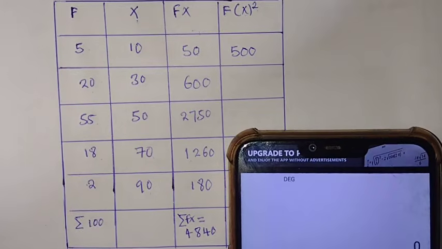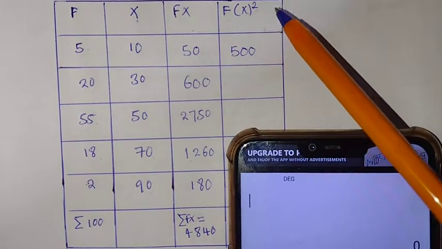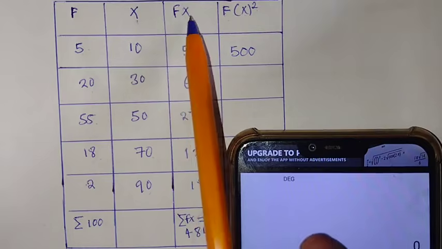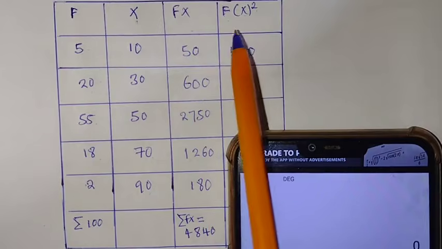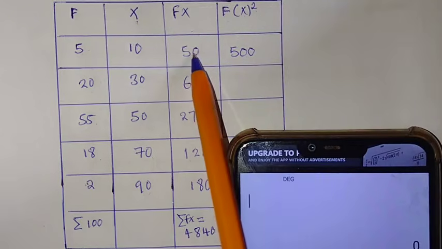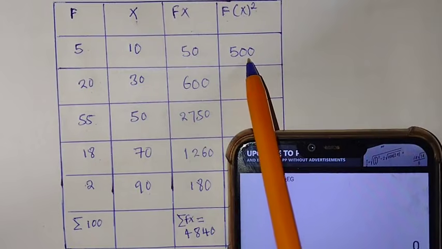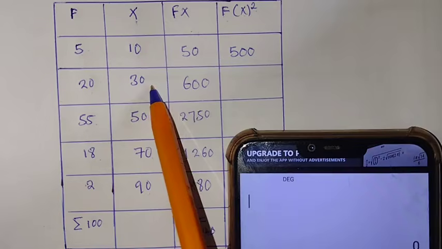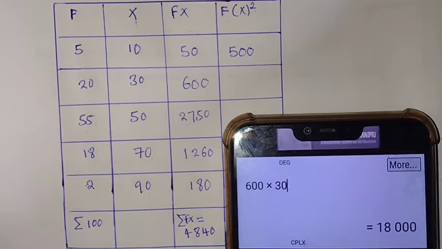And then from there, remember we are finding fx squared. So the midpoint is squared. Since you have these values for fx, meaning frequency times the midpoint, if you want to get fx squared, since it's the midpoint which is squared, you can get this fx and multiply it with 10. So 50 times 10, you get 500. Again, you can say 600 times 30. You get 18,000.